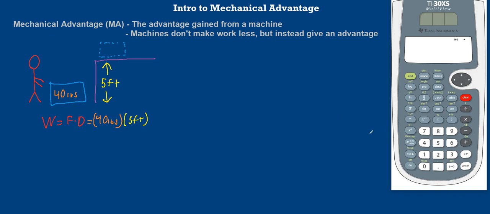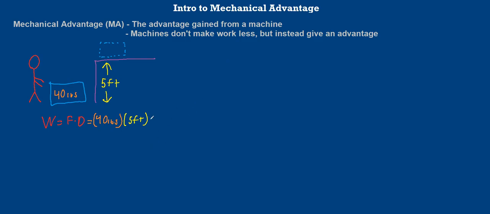And so to figure this out, we'll just use our handy-dandy calculator. We'll just type it in. We'll say, what's 40 times 5? And hopefully you can just do that in your head, but it's not too hard. But just in case, we use our calculator, and we get 200. And so the work being done here is 200 foot-pounds.